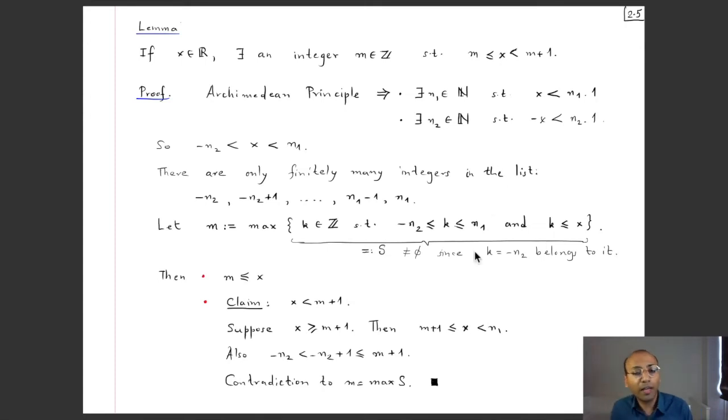Okay, so to summarize, how did we prove this lemma? Well, we were given the x, and then using the Archimedean principle, we produced these two integers n1 and n2. And then we looked at this set obtained from n1 and n2, and then we showed that it is a finite set and it is non-empty, and so it has a maximum, and that maximum was this m, and then we showed that this m has all these properties.